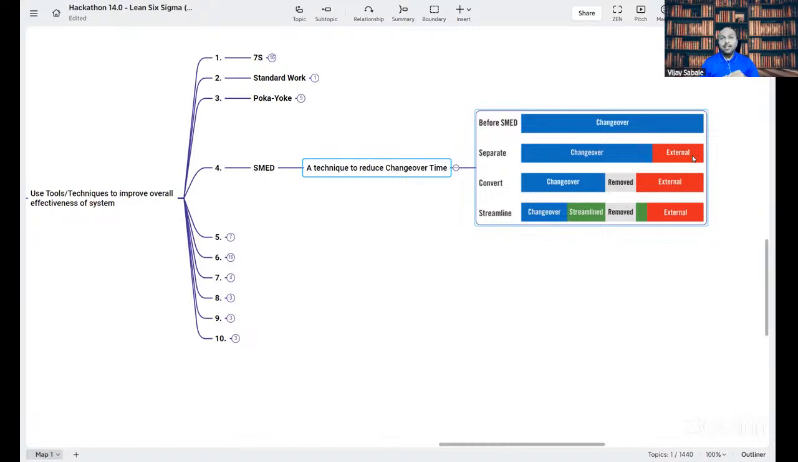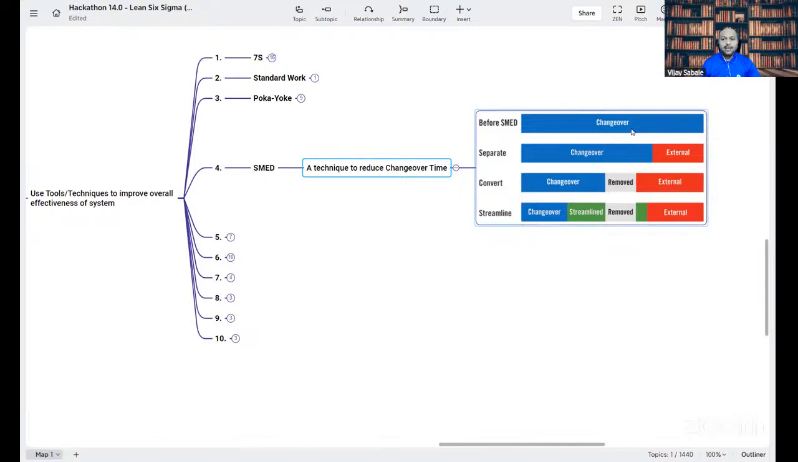Before starting the changeover, can we make some kind of preparation? Can we reduce some time during the changeover by preparing before the changeover? So that is called external activities. We can also remove some of the activities by combining them, right? So that is called remove. We can remove them or we can convert them. And the last one is streamline. We can think over it. Can we reduce the speed further? Can we make it more simplified, right? And thereby we can reduce the changeover time further, right?